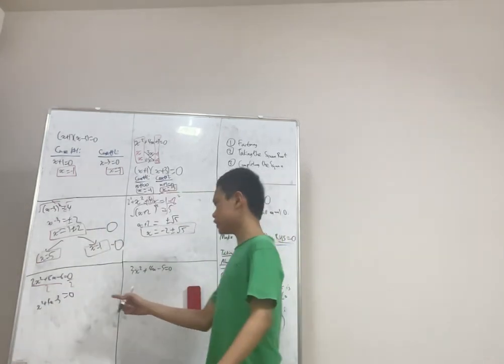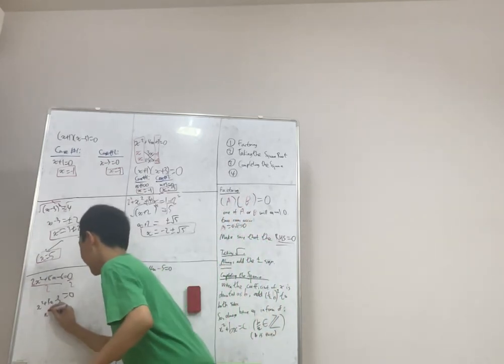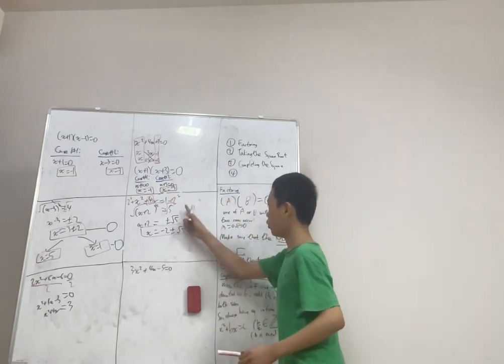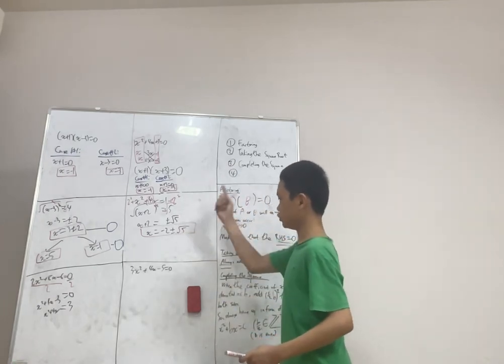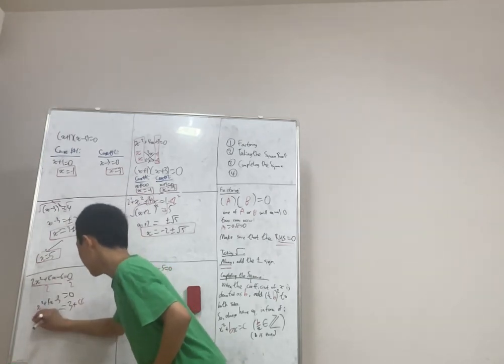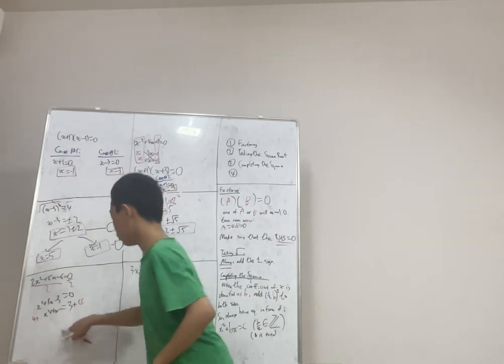Now, as we said, we can just add 3 on both sides. And then we have x squared plus 4x equals 3. And let's just do the same thing. Half of 4 is 2 and 2 squared. So the same thing, add 2 squared. I just put 4 here.